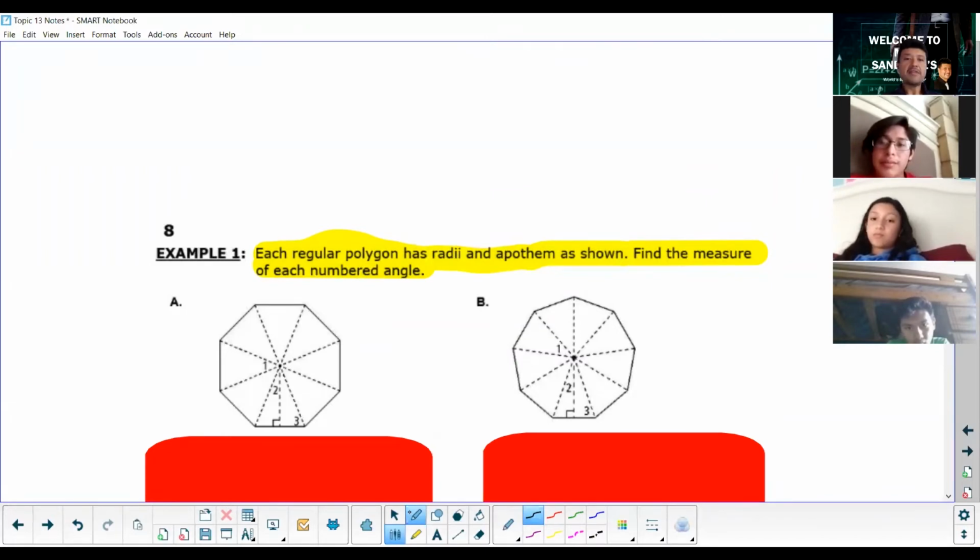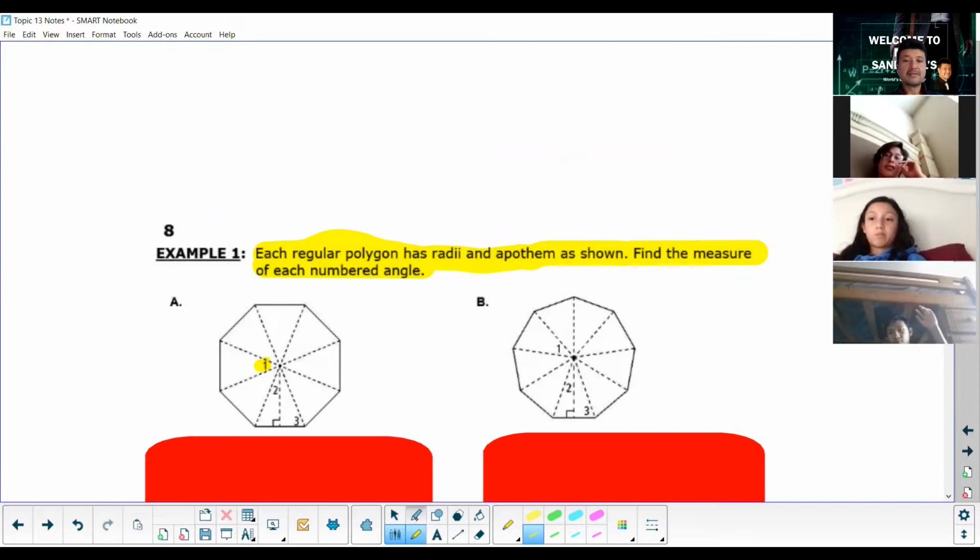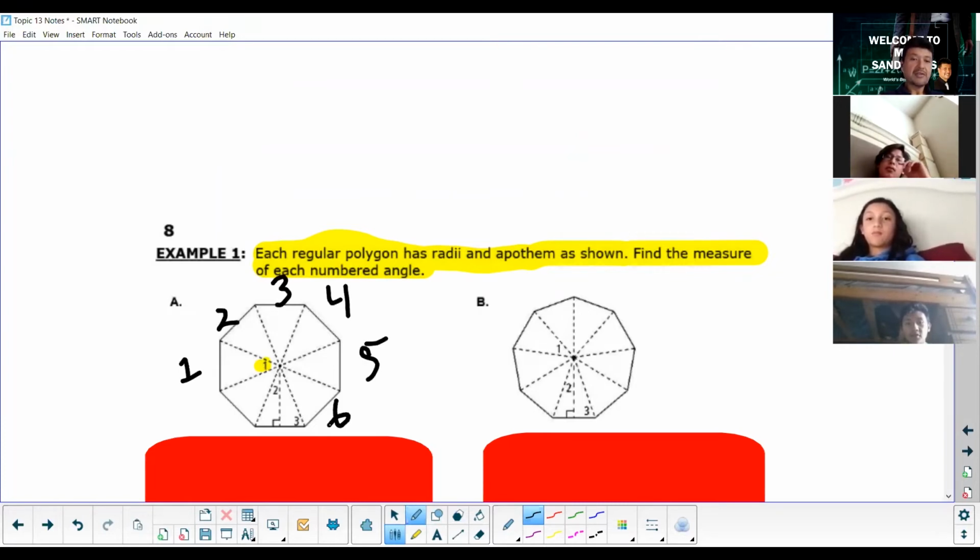No, but I just want to find the measure of each numbered angle. So like in this case, how would I find the measure of this one? Let's start with 1. Now, Celeste or Marcus, can any of you guys know how to find the measure of 1? You know the total angle of all the sides combined is 360, right? Good. Yes. So we just have to divide 360 by the 8 sides.